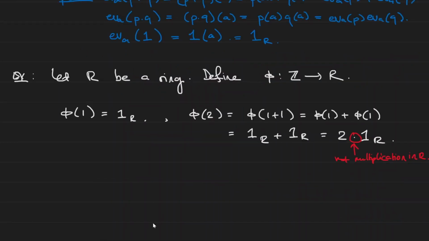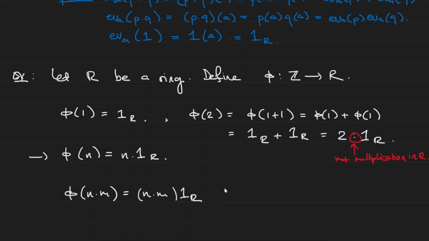And you can continue with this, and you can show, by induction if you want to, that phi of n must be equal to n times 1 in the ring. And this map also preserves multiplication, because if you take phi of n times m, using this definition, this must be equal to n times m times the identity in R. So this is repeated addition n times m times, and it can be shown that this is equal to repeated addition n times, multiplied by repeated addition m times. But this is just phi of n times phi of m.